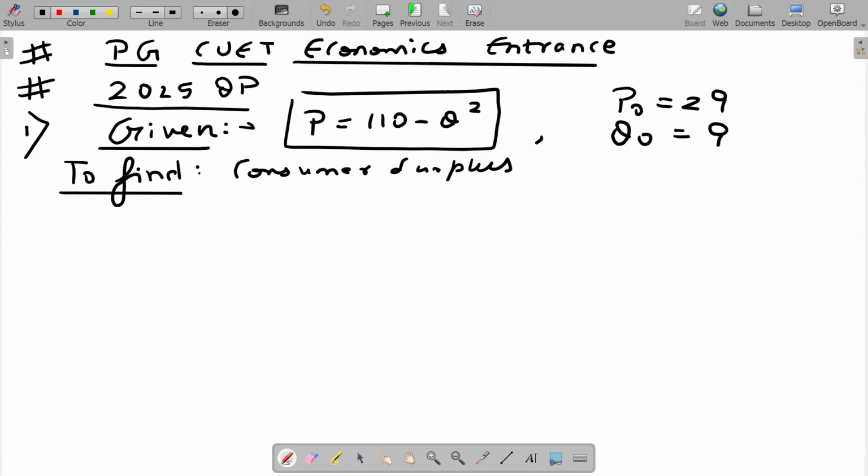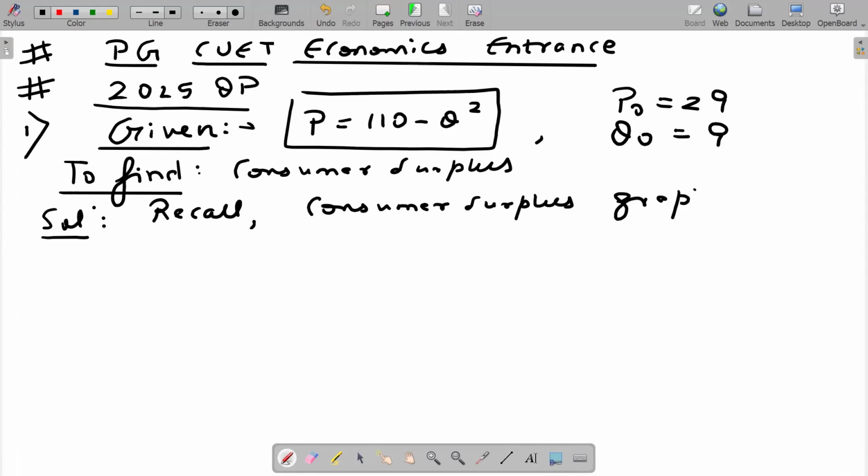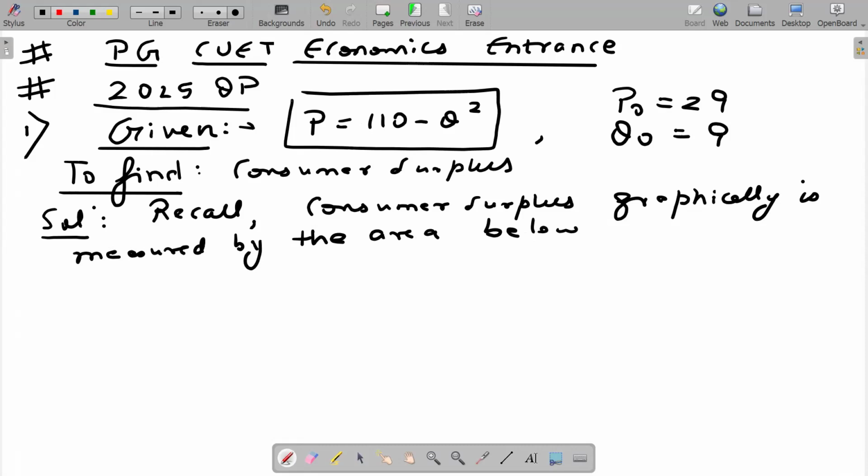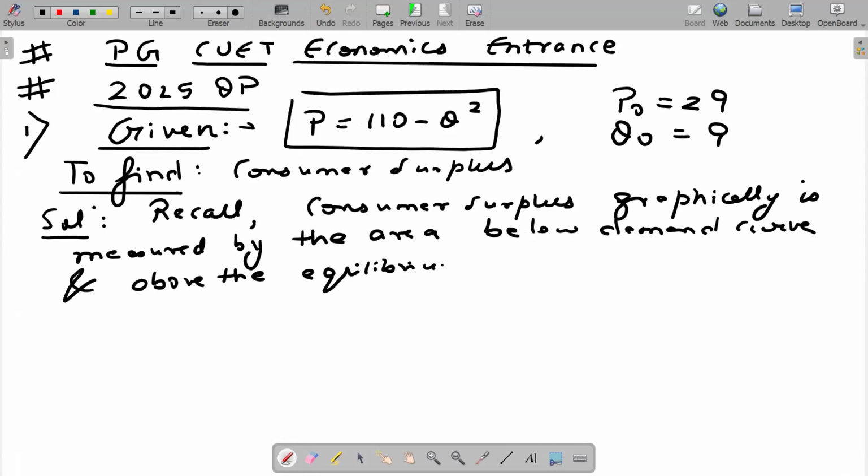Revising consumer surplus with all students, recall that consumer surplus graphically is measured by the area below the demand curve and above the equilibrium price.